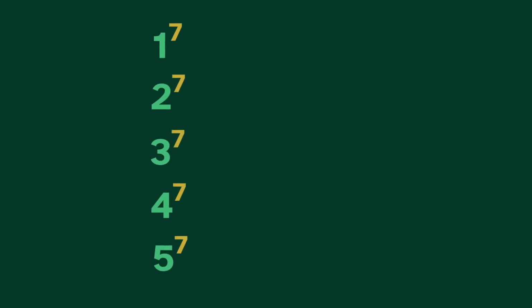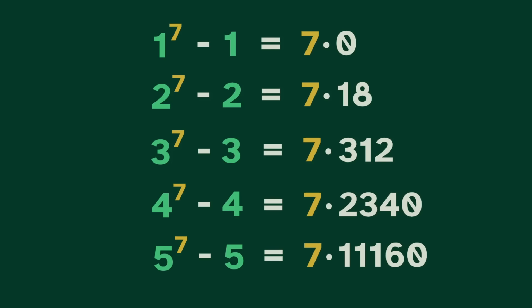If we take any integer to the 7th power, then subtract itself, we get a multiple of 7. This may seem weird. There's no clear reason why. There's also no clear reason why you brought this up. It's an example of group theory.